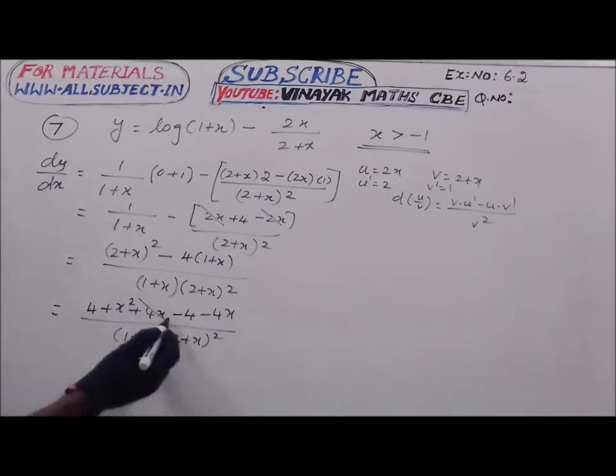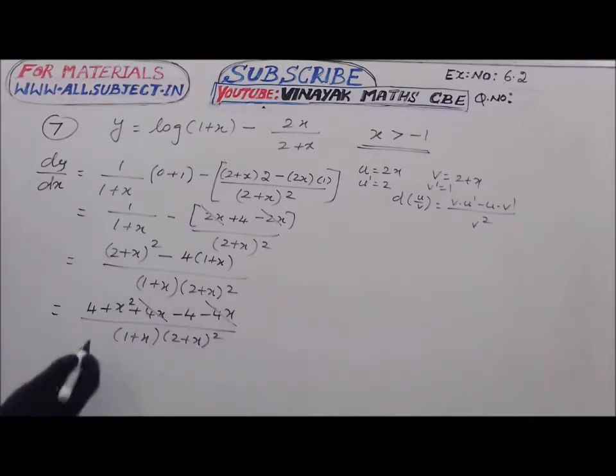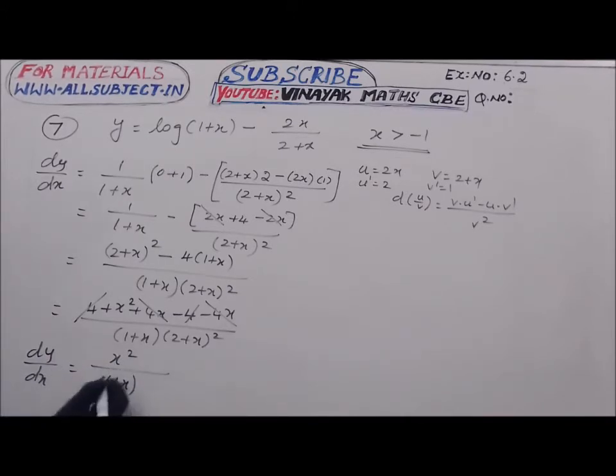Here we can simplify this: 4x minus 4x get cancelled, 4 and minus 4 get cancelled, remaining is x square. Therefore dy by dx is equal to x square divided by 1 plus x into 2 plus x whole square.